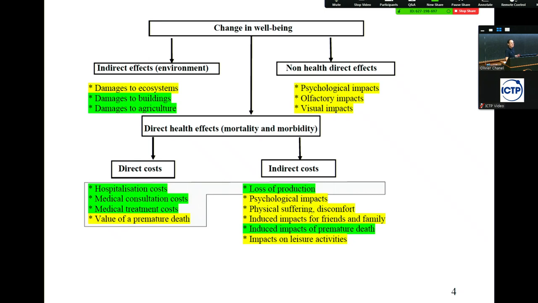For the other part, it depends on the scope of the analysis, whether or not we have to account for psychological impacts, for physical suffering, for induced impact on friends and family due to the fact that I am ill or I am at hospital and they have to spend time to visit me, or my parents, if I am a kid, have to stop working to visit their child at hospital. So the non-gray area are more or less consensual among economists.